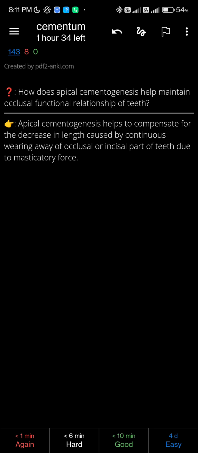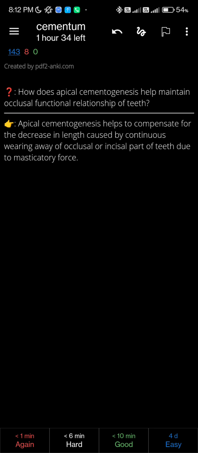Decrease in length caused by continuous wearing away of occlusal or incisal part of teeth due to masticatory force. So how does apical cementogenesis help in maintaining the occlusal functional relationship of teeth?